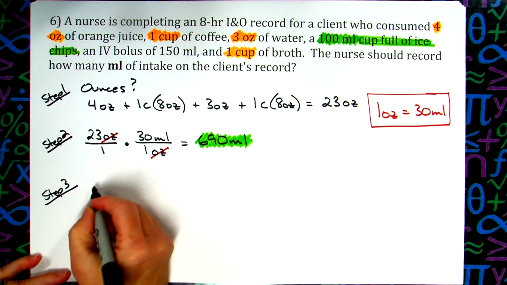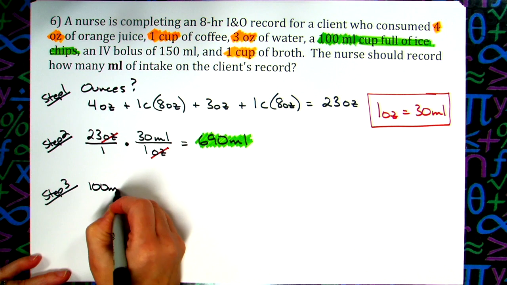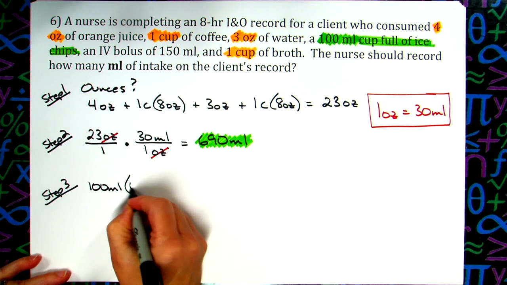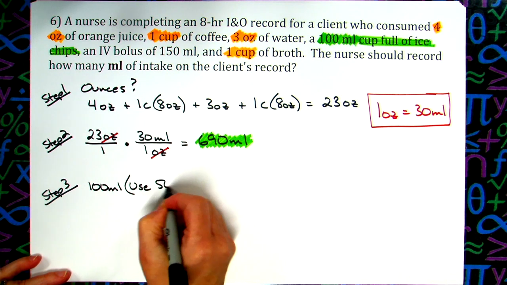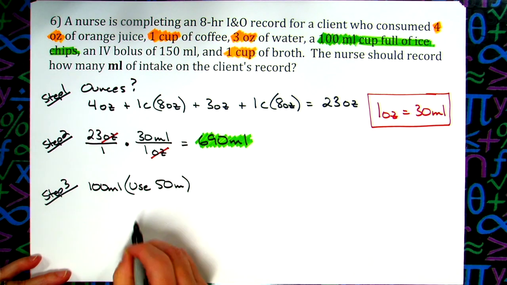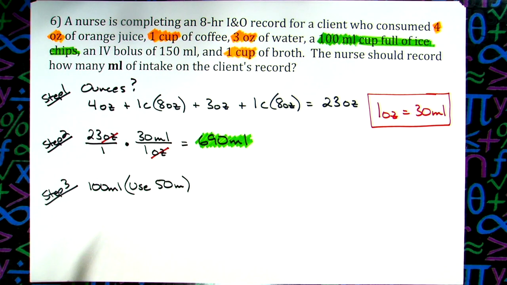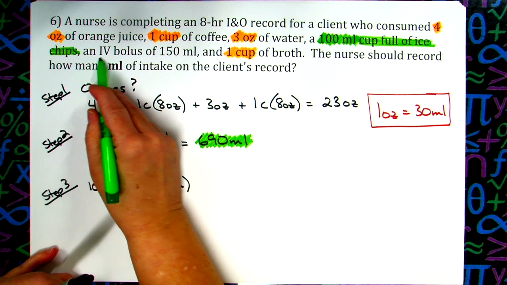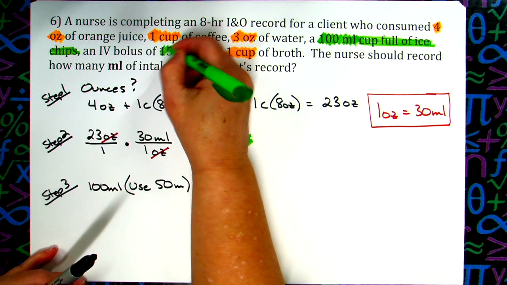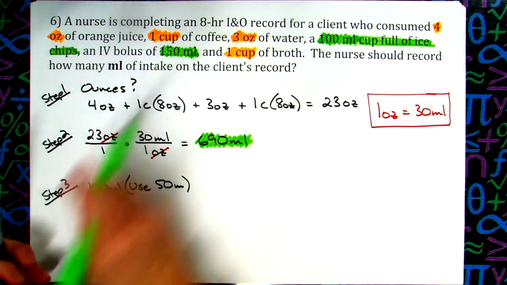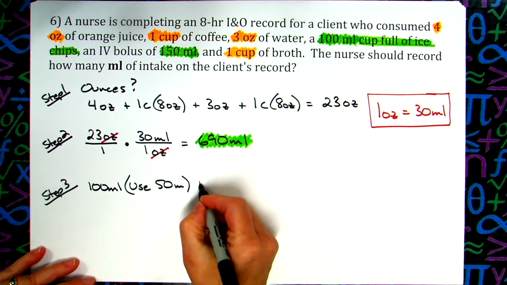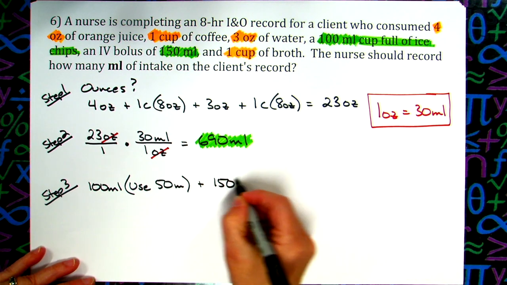I've got 100 milliliters of the ice chips, but we're going to use 50 milliliters, okay, because we said it's half and it's a volume. Now let's finish reading. IV bolus here, 150 milliliters there. So then we will add in our 150 milliliters.